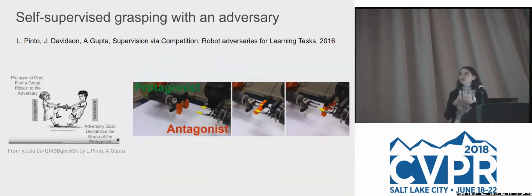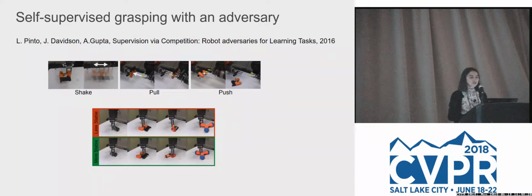proposed to improve grasping by adding an adversarial process. So, if you're trying to hold on to something and somebody is pulling on it, you would try harder, right? So the same applies to robots, seems like, and they actually implemented this by having two robots. One is learning to grasp by the same algorithm we just discussed, and another robot is trying to destabilize the grasp by doing a set of things.